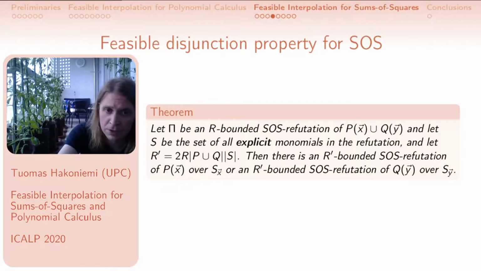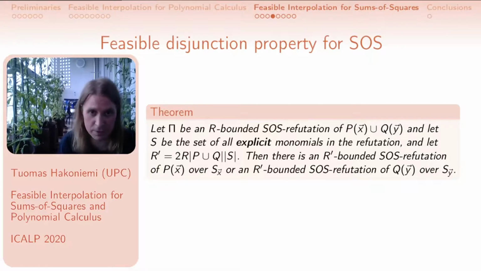Okay. So again, using completeness, we can prove the feasible disjunction property for sums of squares. So again, given an R-bounded refutation of P union Q, look at all the explicit monomials in the refutation. So what I mean here is that the refutation is written explicitly as some polynomial squared plus some polynomial squared plus some polynomial times an axiom plus some polynomial times a Boolean axiom. The explicit monomials are just all the monomials that you can see there. So the monomials inside the squares, the monomials in the lifts of the axioms, in the lifts of the Boolean axioms, and in the Boolean axioms themselves.